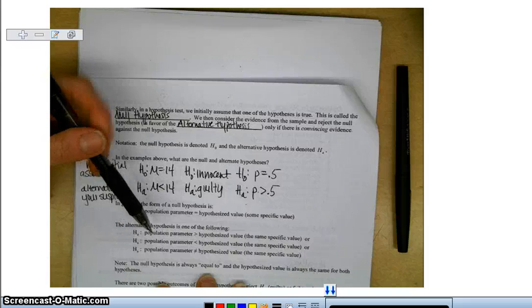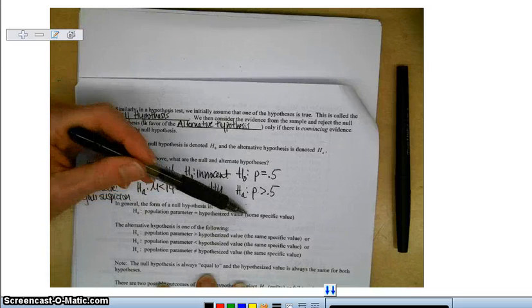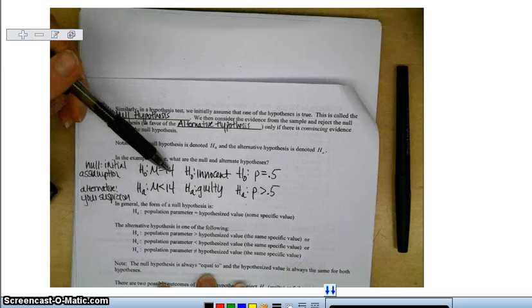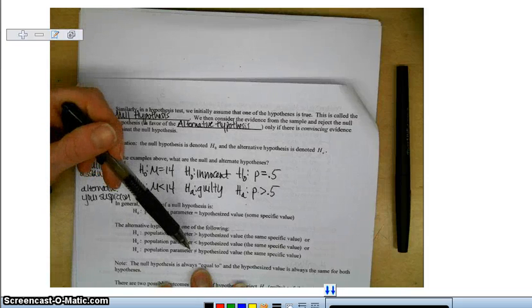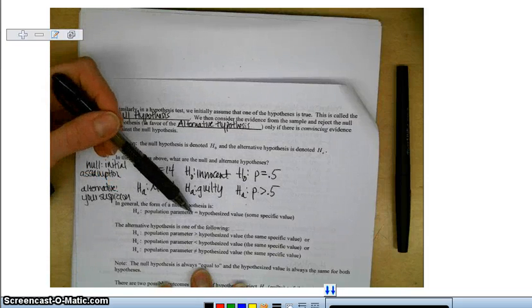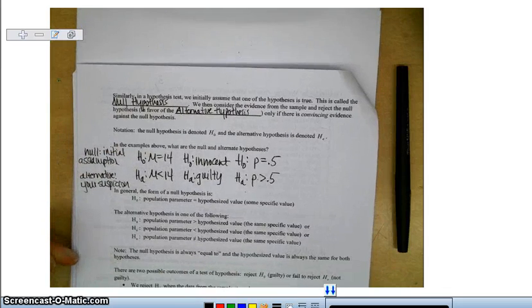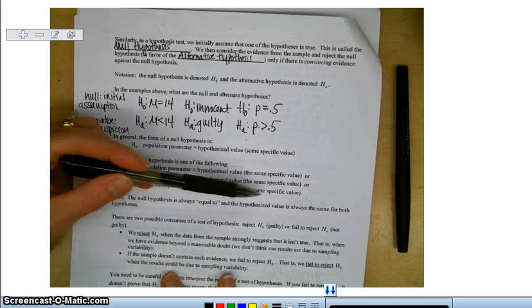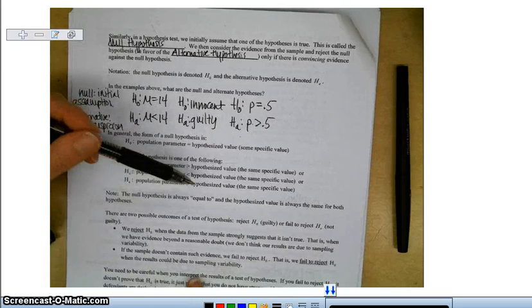The alternative could be that the population parameter is greater than the hypothesized value. But you always use the same value, okay? So these values in the null and alternative hypotheses are always the same. It's just the symbols that are different. Or you could have less than or not equal to. But in the null hypothesis, always do equal to. And then based on what your suspicion is, choose one of the three: greater than, less than, or not equal to. So note, the null hypothesis is always equal to, and the hypothesized value is always the same for both hypotheses.